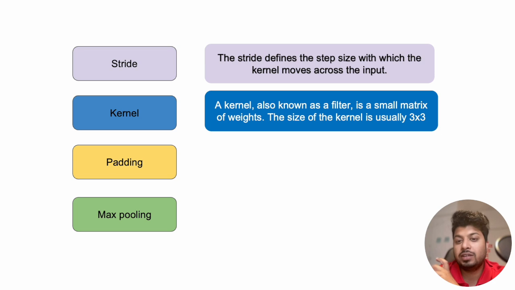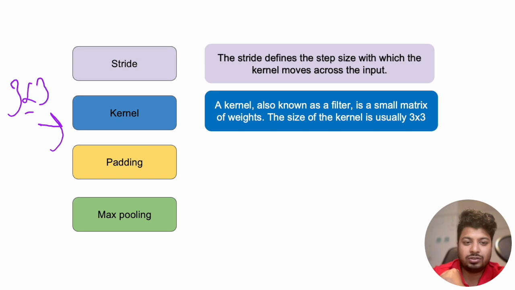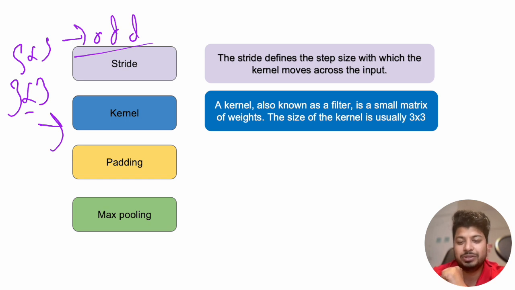But we have to be very careful that whenever we are using a kernel, the dimension of the kernel, like 3x3 or 5x5, will always be an odd number. It will never be an even number. There is a specific reason for this, but explaining that will go beyond the scope of this video. Just keep that in mind.